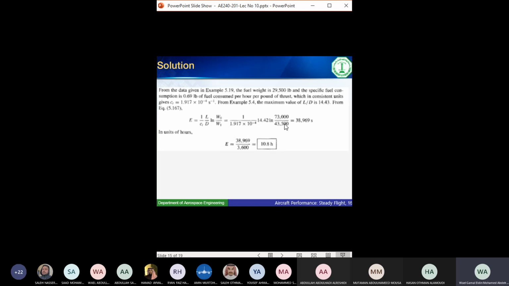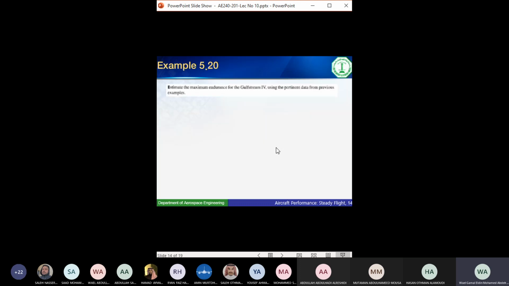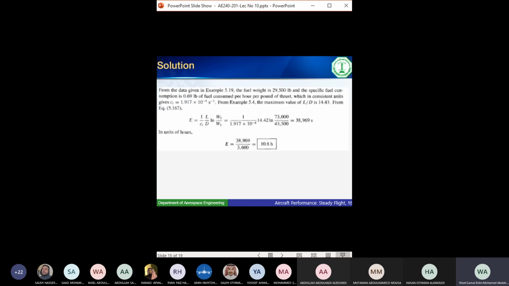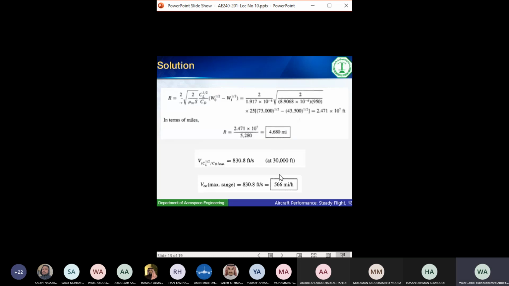Now, let me ask you a question. What would be the speed that we should be flying to get that endurance, 10.8? Is it that speed, 566 miles per hour? My question again, to get the maximum endurance, the maximum flight time, should I fly at this 566 miles per hour that we calculated before? Yes or no, and why?